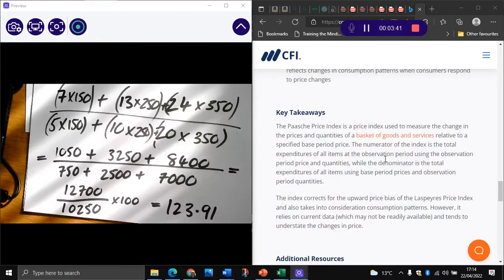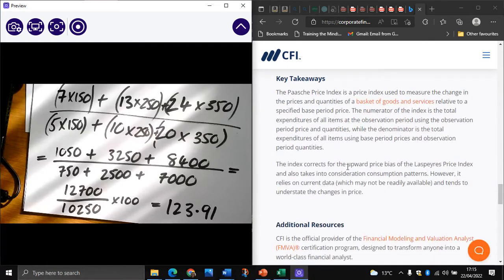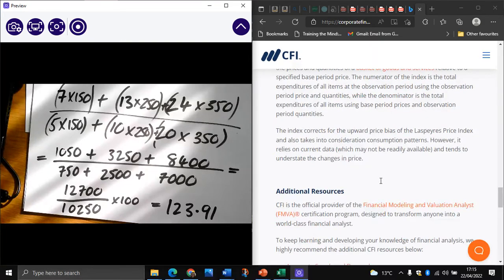The Paasche index is a price index used to measure change in price of quantities of a basket of goods and services relative to a specified base period price. The numerator of the index is the total expenditures of all items at the observation period using the observation period price and quantities. That's the number above the line. While the denominator is the total expenditures using base period prices and observation period quantities. It corrects for the upward price bias of the Laspeyres price index and also takes into consideration consumption patterns. However, it relies on current data and tends to understate changes in price.